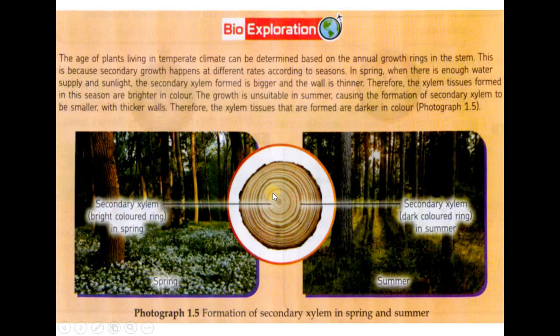So this is the secondary xylem that is produced in the spring season. And the darker color here refers to the secondary xylem that is produced in the summer.